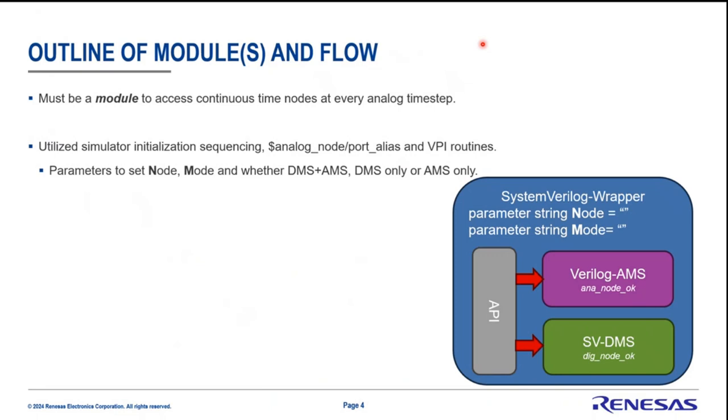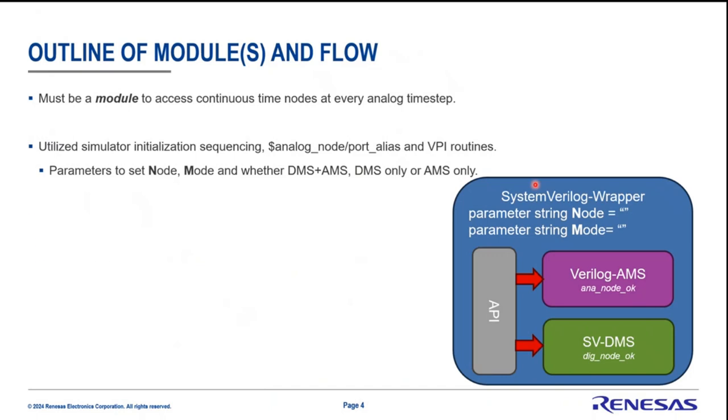So there are a few limitations on this setup. Because we're using Verilog-AMS, it has to be a module, because it needs access to the continuous time nodes, and that's only available in a module. It utilizes in AMS the analog node and port alias functions along with the VPI. It takes in 2 parameters, a node and a mode, and we've got this optional one that says if this node only exists in DMS, then don't worry. If it's an AMS sim and it doesn't exist, or if it's AMS only and the node doesn't exist in DMS. So you could do all of that filtering to make it really slick, so that if the node's not found, it doesn't create an error, but you could choose what you want to do.